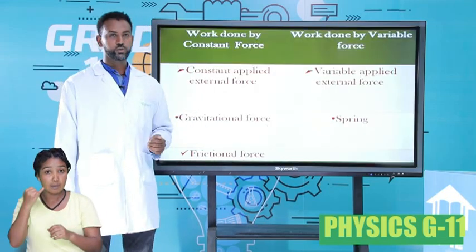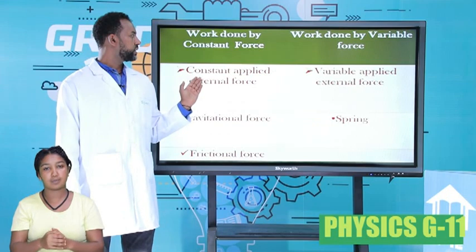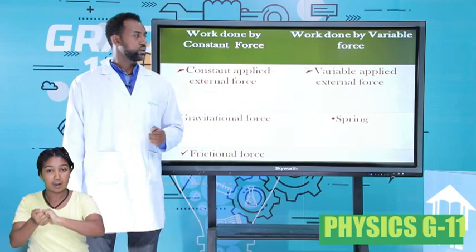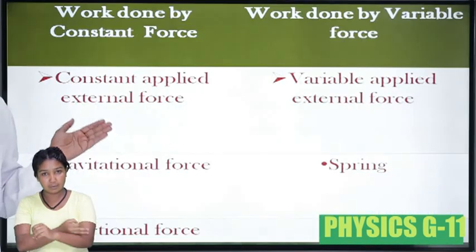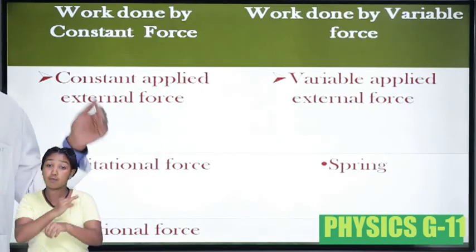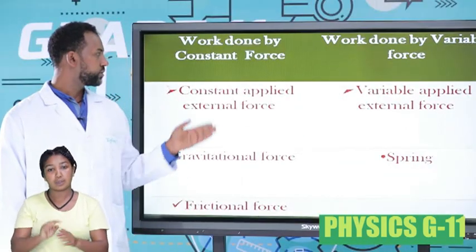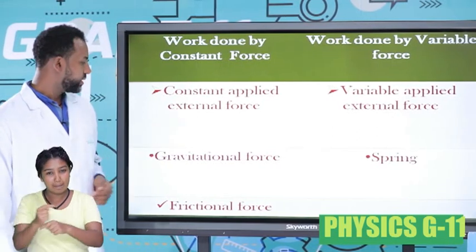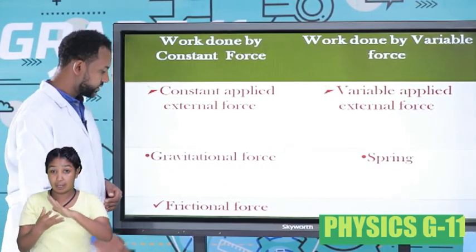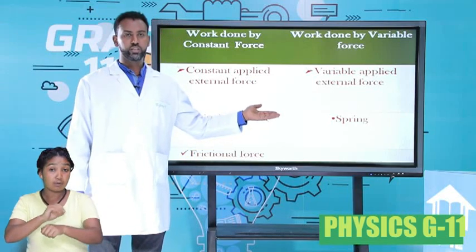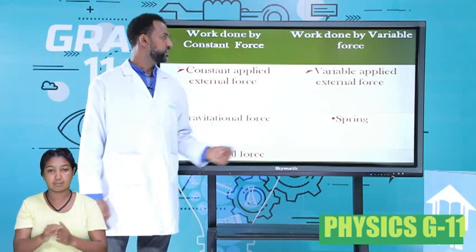The other points that we have seen were work done by constant force and work done by variable force. There are forces which are always constant over time and space, and there are forces which vary with position. Among these, the constant force might be a constant applied force. We might have a gravitational force and a frictional force. Whereas a good example of a variable force is the spring.